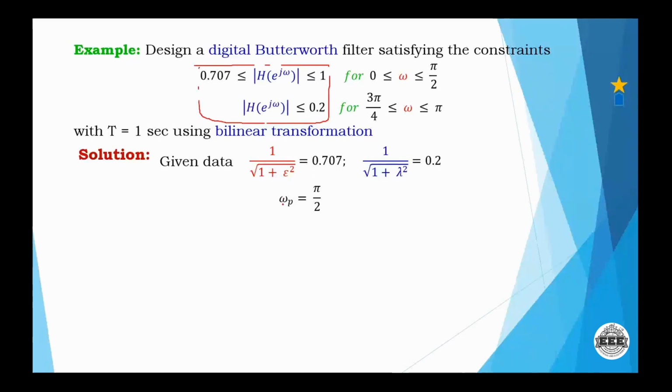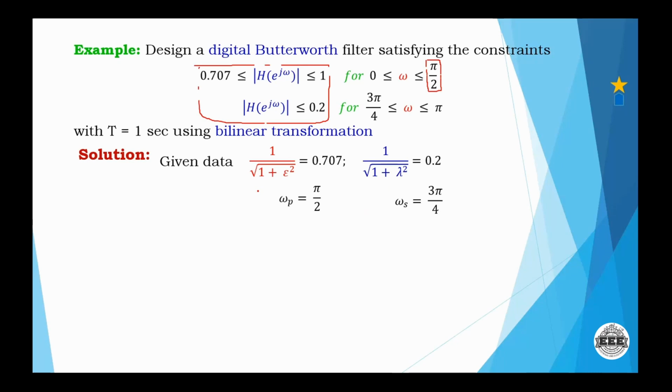For a digital Butterworth filter, the value is represented as omega P, that is the pass band frequency. The pass band frequency is pi by 2. So this is the pass band frequency, from 0 where we start to pi by 2. Then the stop band frequency, where we are stopping here, is 3 pi by 4. This is the stop band frequency. These are the data which we have to pick up from the given data.